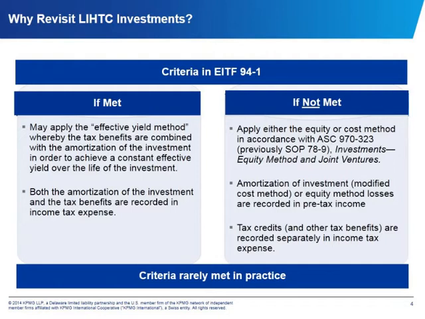Prior to the issuance of ASU 2014-01, EITF 94-1, or as codified ASC 323-740, provided guidance for the accounting for these investments. If certain criteria were met, an investor could apply an effective yield method where a constant yield was calculated for the investment and the entire investment was accounted for through the income tax line. If the criteria were not met, the investment would typically be accounted for as an equity method investment.